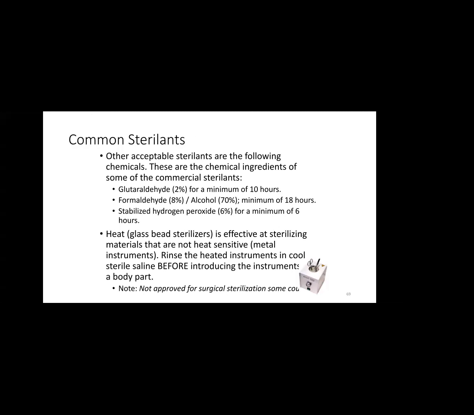Okay. Common sterilants. Other acceptable sterilants are the following chemicals. These are chemical ingredients of some of the commercial sterilants. We've got glutaraldehyde and formaldehyde and stabilized hydrogen peroxide, 6%. And formaldehyde can be either at 8%, alcohol at 70%, and glutaraldehyde at 2%.